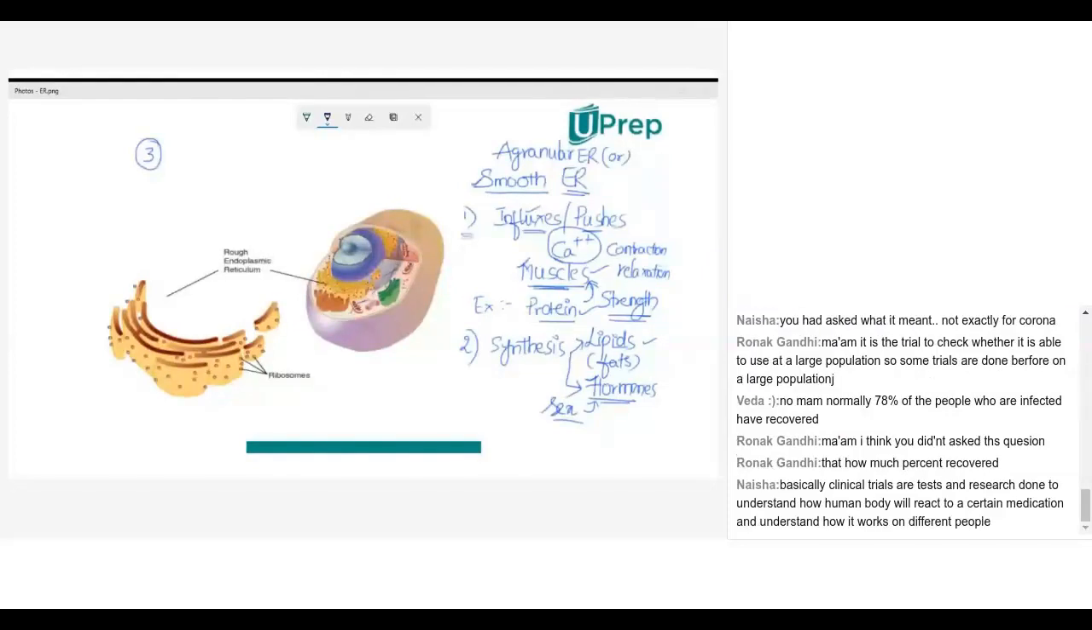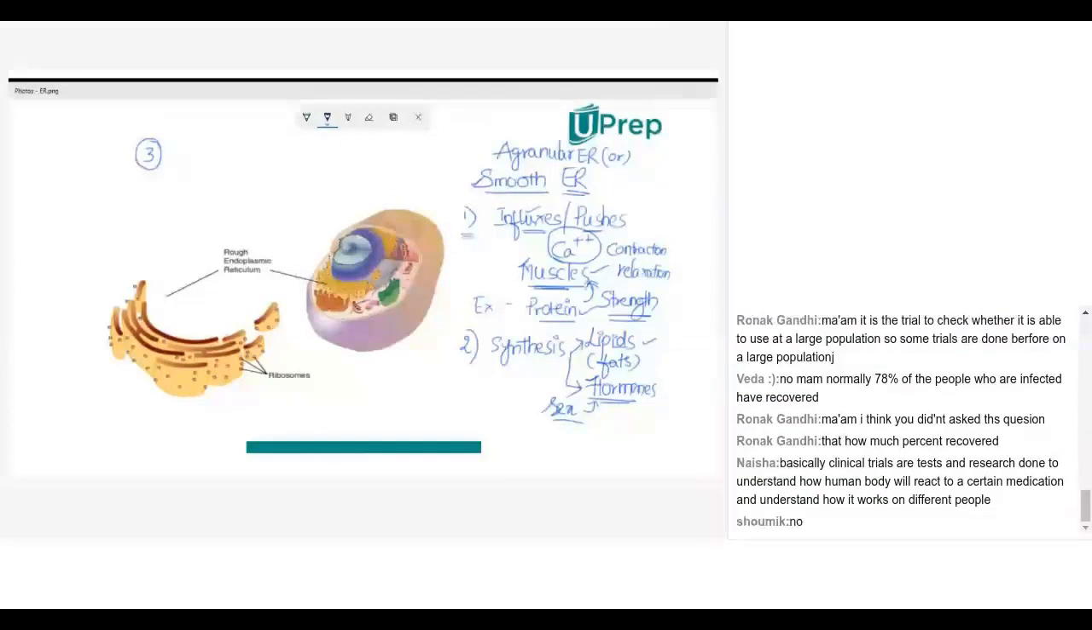Yes, something related to the clinical trials I asked. She's giving the recovery percentage. Basically, clinical trials are tests and research done to understand how the human body will react to a certain medication and understand how it works on different people. Good Googling, Naisha. Nice. Good work.